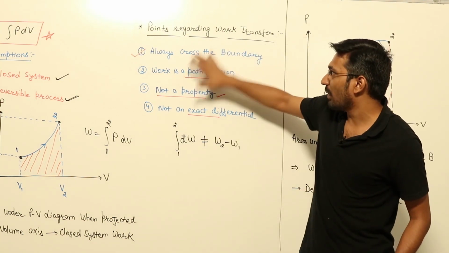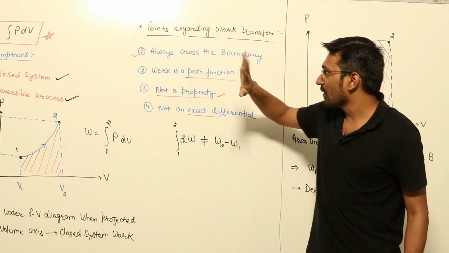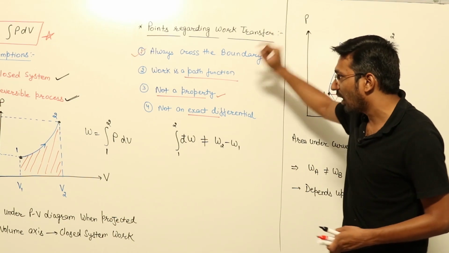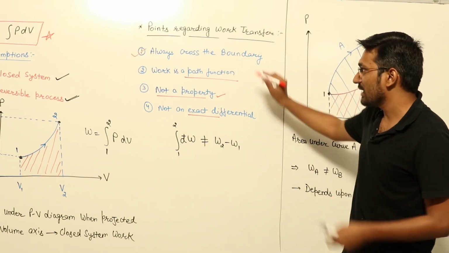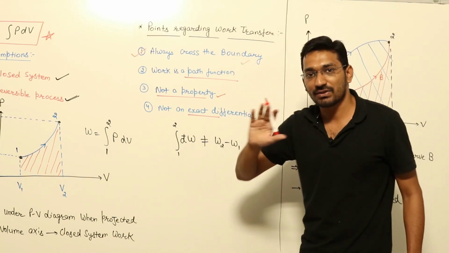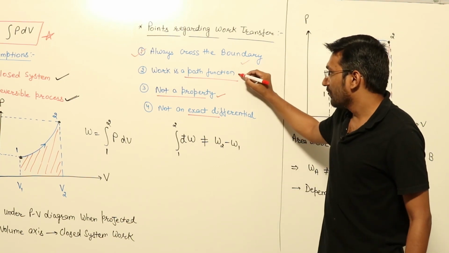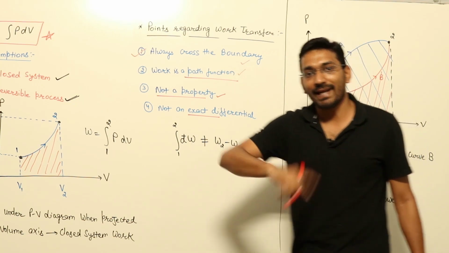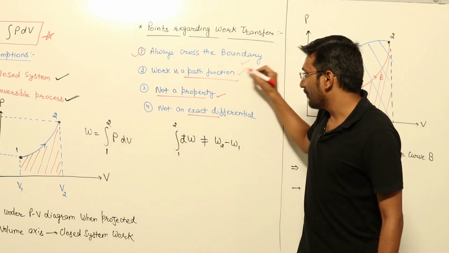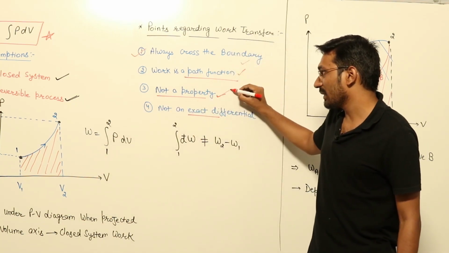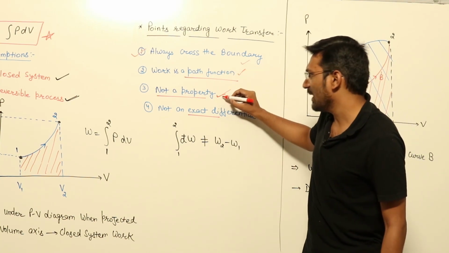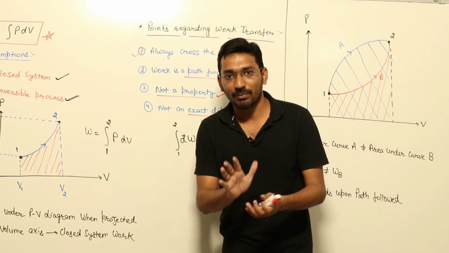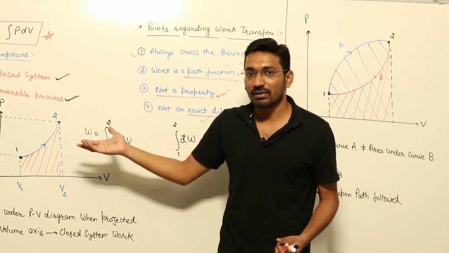So these are the four important points regarding work transfer. First one is that it will always cross the boundary. Keep it in mind, it will always cross the boundary. If the boundary is not crossed by the work, then work is 0. Second, work is a path function, not a point function. It depends upon the path taken by the process. If it is a path function, it will not be a property. If it is not a property, it will not be an exact differential. These are the important points regarding closed system work.